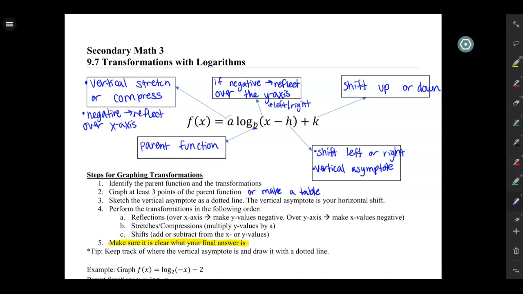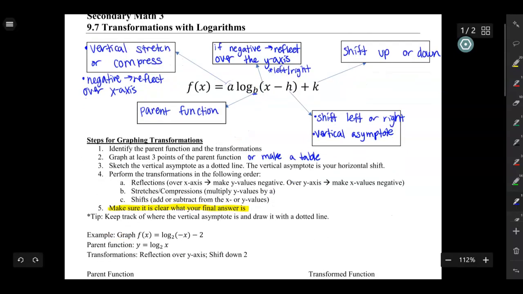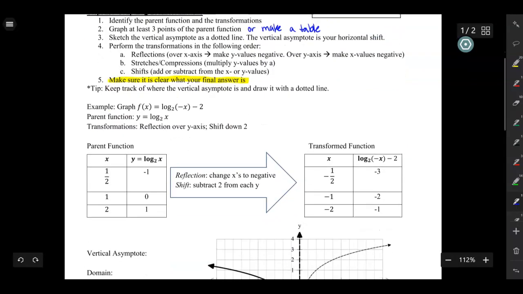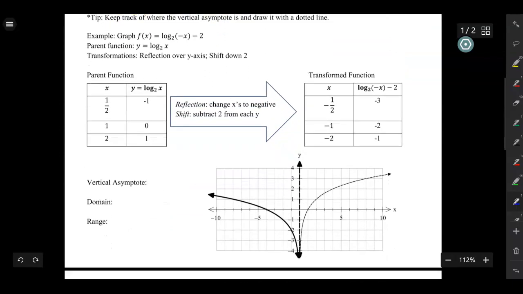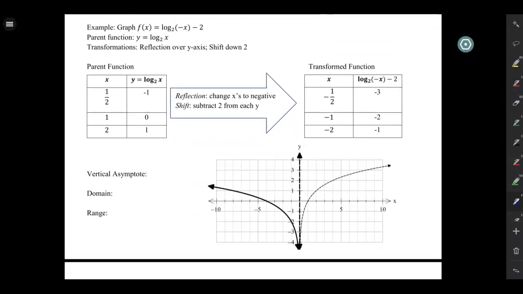And then again, another tip is just to make sure you're keeping track of that vertical asymptote. So let's go ahead and look at one example I've already worked out for you, and then we'll do some examples on our own. So say I want to graph log base 2 of negative x minus 2.